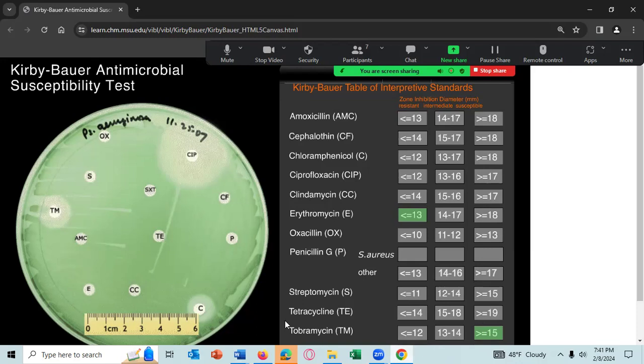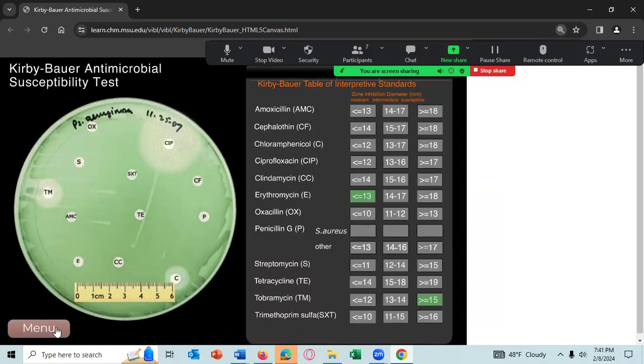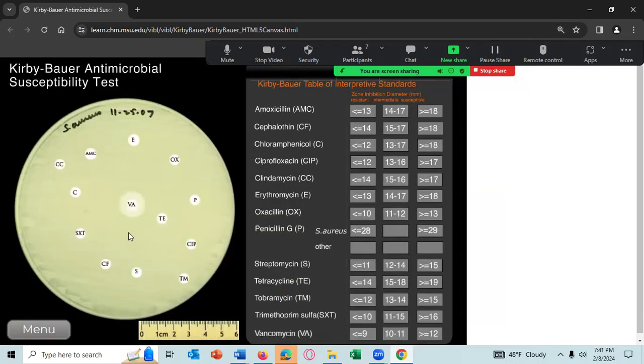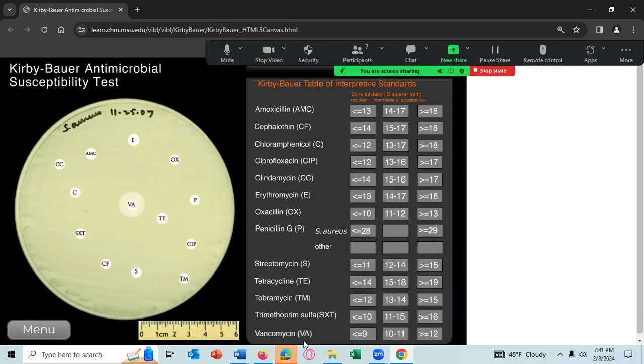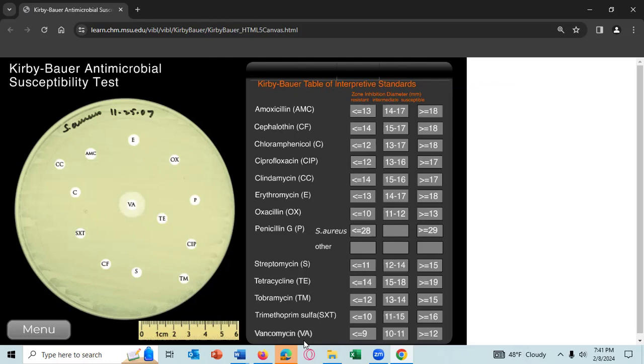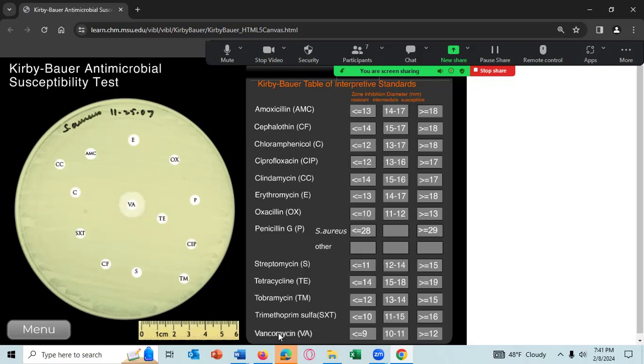We have a third one. Let me shrink that again. Menu. And there's Staphylococcus aureus. And my guess is this might be MRSA, multi-drug resistant Staphylococcus aureus, because the only one I see that has a zone of inhibition is vancomycin. And if you don't know, vancomycin is frequently used as the last possible antibiotic to use on MRSA. It's one antibiotic that tends to work on MRSA.